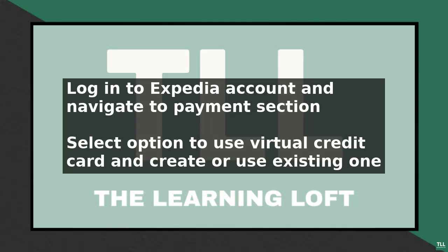Using an Expedia virtual credit card is a convenient and secure way to make travel bookings online. To get started, you need to have an Expedia account and access to the Expedia website or mobile app. First, log into your Expedia account and navigate to the payment section. Look for the option to use a virtual credit card and select it.